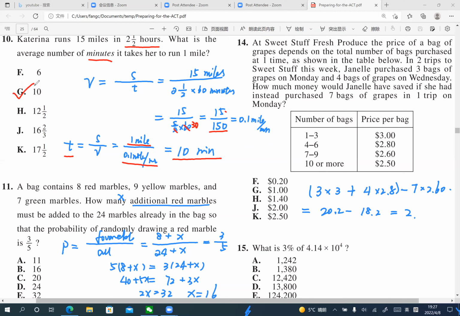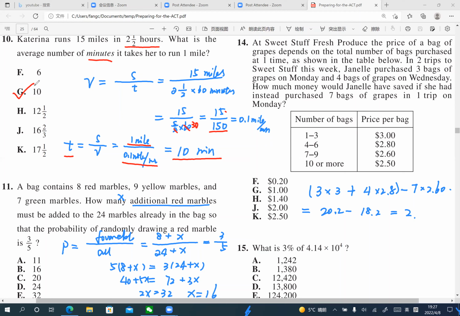Question 11. A bag contains 8 red marbles, 9 yellow marbles, and 7 green marbles. How many additional red marbles must be added to the 24 marbles already in the bag so that the probability of randomly drawing a red marble is 3/5?